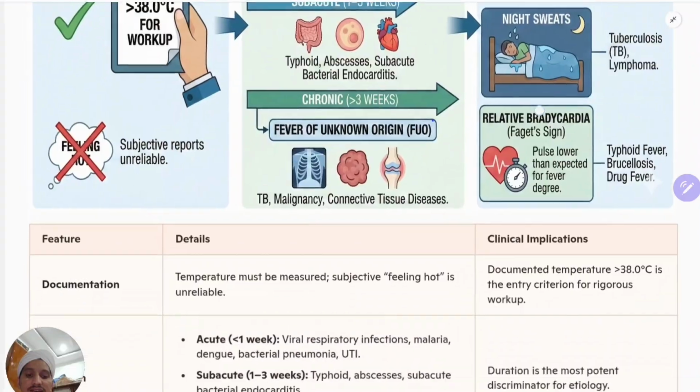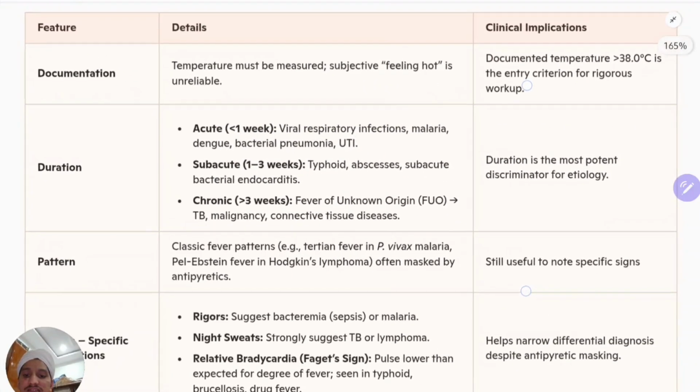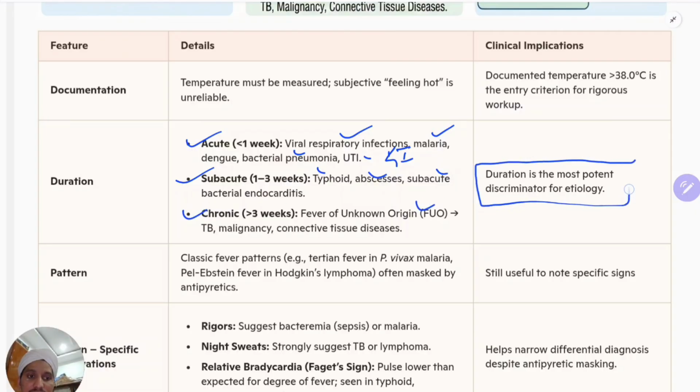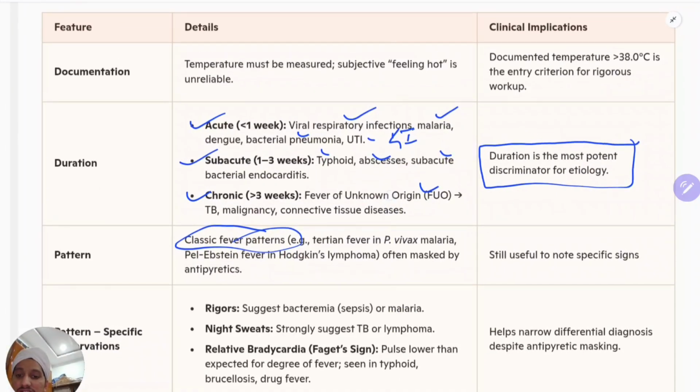Now this is the same table, which discusses the same thing. Now it is easy, no? Acute fever can be viral respiratory, malaria, dengue, bacterial, UTI, and GI. Subacute: typhoid, abscess. Chronic, more than 3 weeks: FUO. Duration is the most potent discriminator for etiology. So classic fever patterns are not that helpful nowadays.